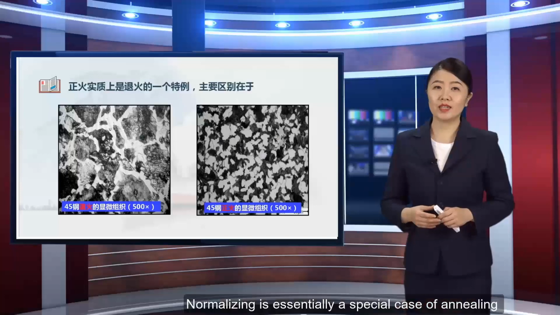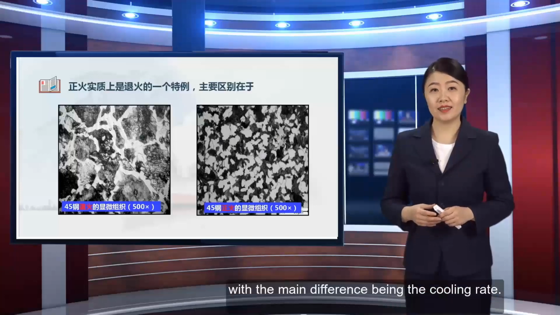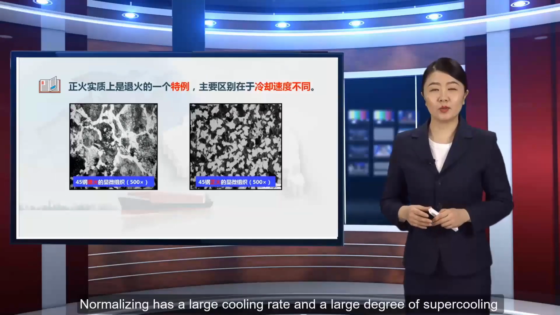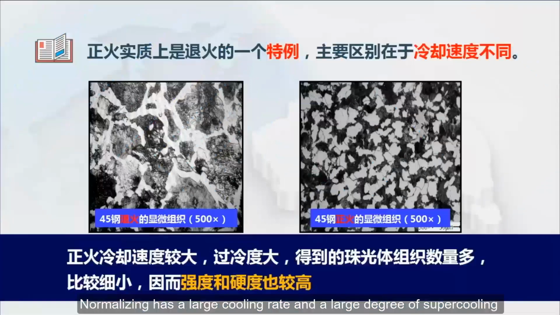Normalizing is essentially a special case of annealing, with the main difference being the cooling rate. Normalizing has a large cooling rate and a large degree of supercooling, and the resulting pearlite structure is large in number and relatively small in size, so the strength and hardness are also high.